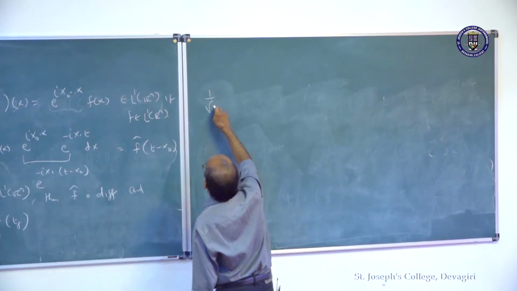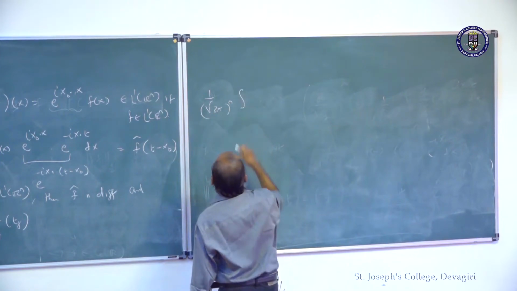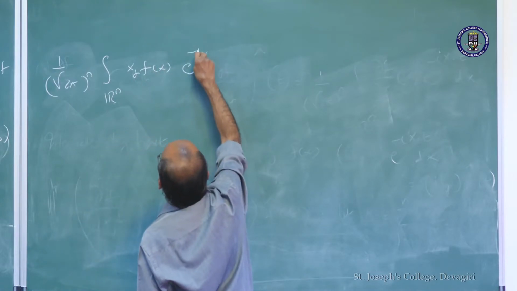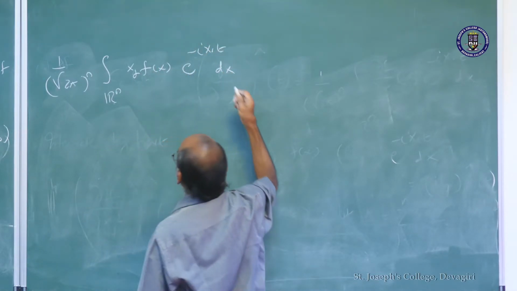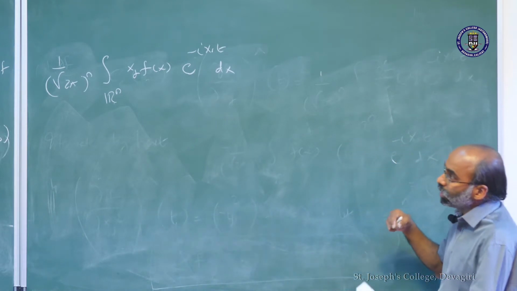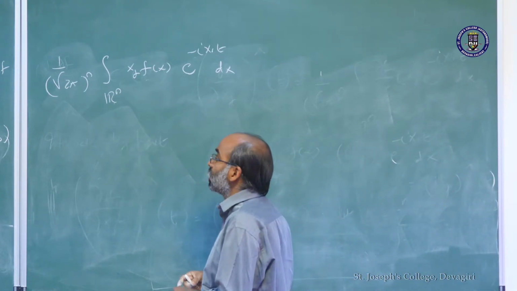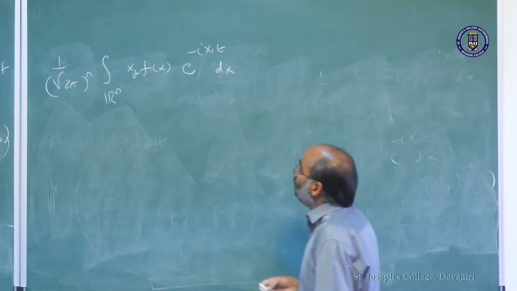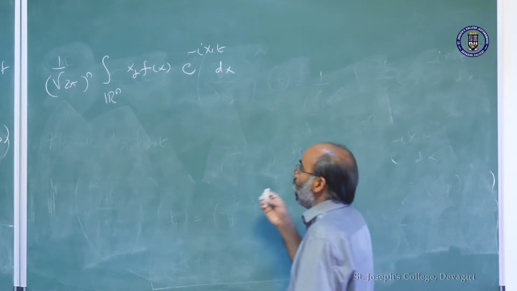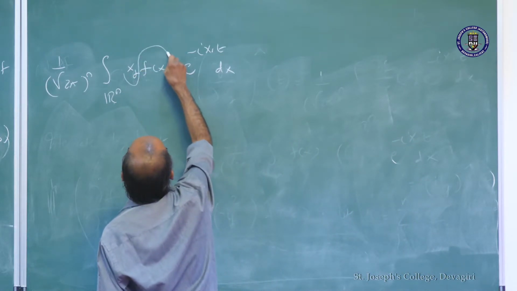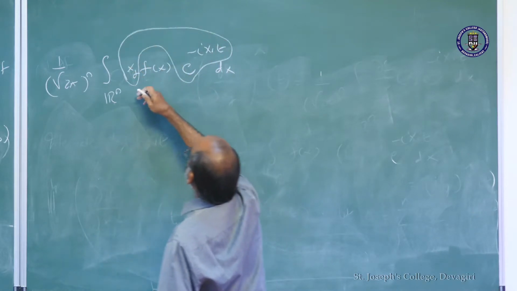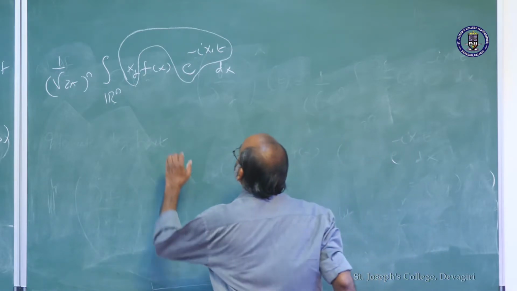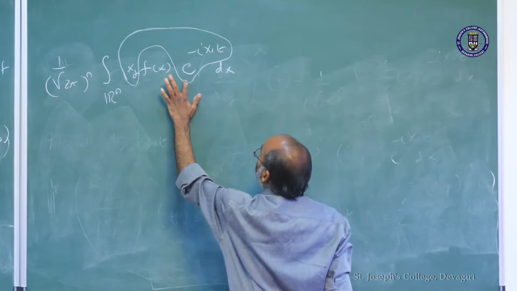So, you look at 1 by root 2 pi to the n, integral over Rn of xj f of x, e to the minus i x dot t dx. So, this is our Fourier transform. The function now is xj f, not just f. Well, how will you compute this? What you do is you can club these two: xj times e to the minus i x dot t. What is that? You differentiate the exponential with respect to the jth coordinate.